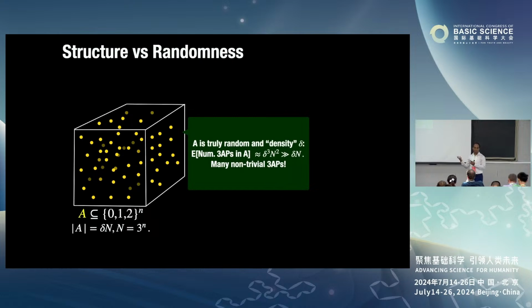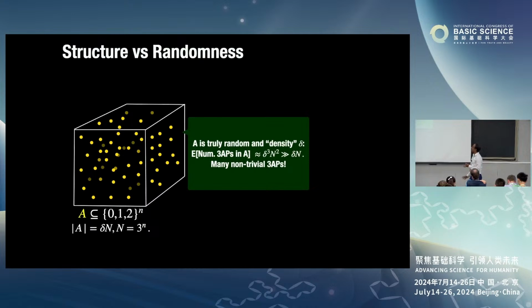The reason is that there are many triples which satisfy it. Each triple will be present in your set with probability delta cubed. Each one is getting included, and there are n squared such triples. So as long as delta is roughly n to the minus 1/3, you get many such solutions. Okay. So the set A was chosen at random, and by this simple heuristic calculation, you are going to find many solutions to the equation.